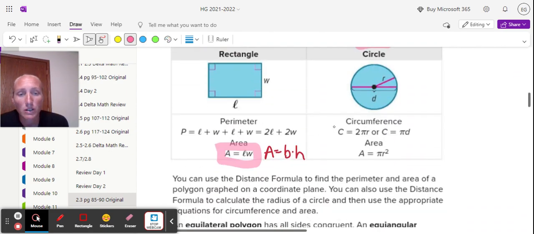For a circle, you are going to need to know your circumference formula, and you're going to need to know your area formula. So circumference is equal to 2 times pi times the radius, which is the same thing as pi times diameter. So if you want to memorize the pi times diameter one, you absolutely can. And then the area is equal to pi r squared.